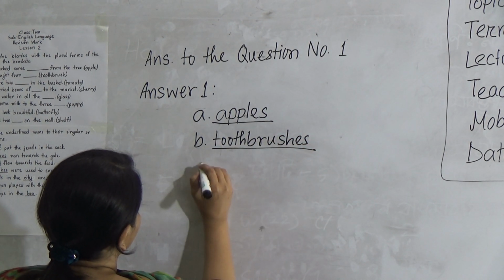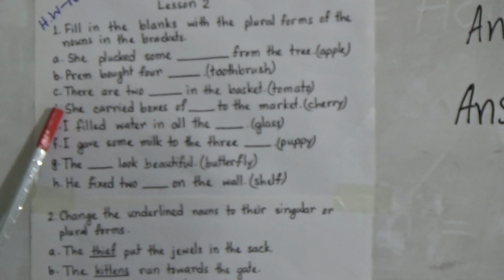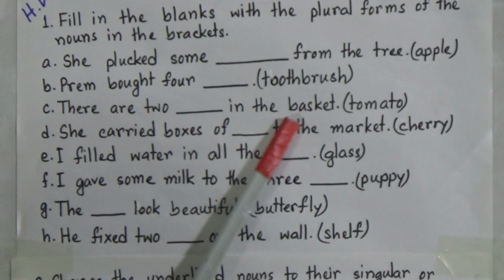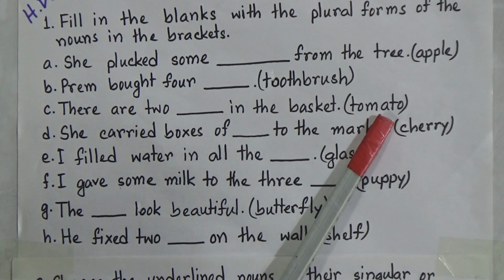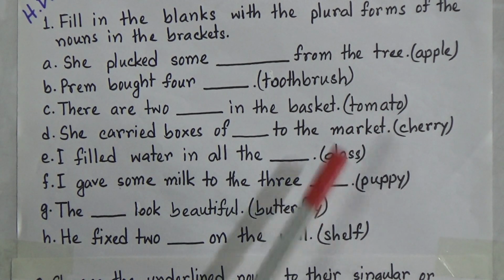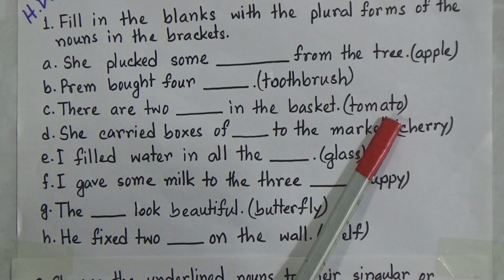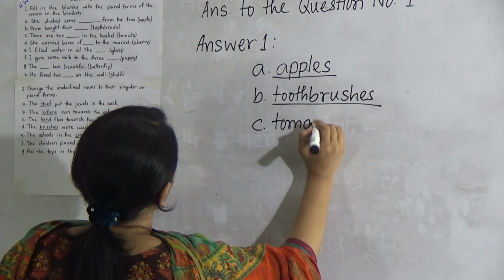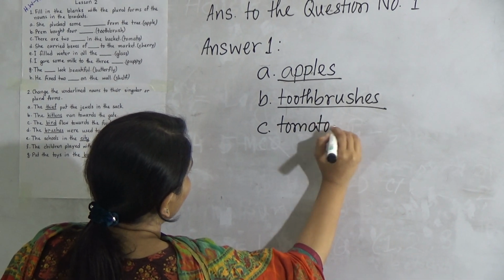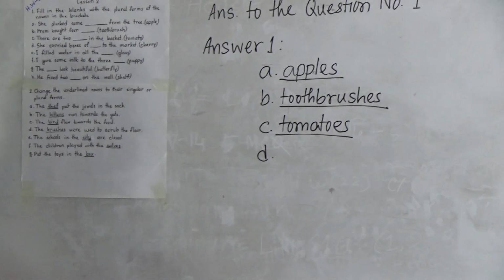The toothbrushes. Then number C, there are 2 dash in the basket. So in the blank it will be tomato, that is the plural form of tomato, and we also know that if the word ends in O, we will add es to make it plural. So it will be tomatoes, T-O-M-A-T-O-E-S, tomatoes. Now number D.